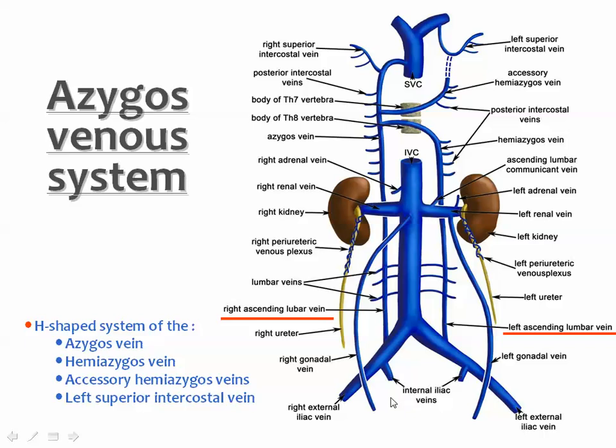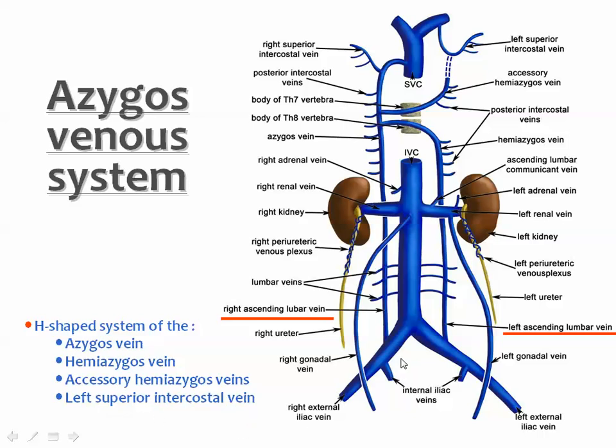And we should have some words about the azygous venous system, which provides alternative venous drainage from the limbs if the IVC is obstructed. And we have the azygous vein, the hemiazygous, the accessory hemiazygous, and the left superior intercostal vein.